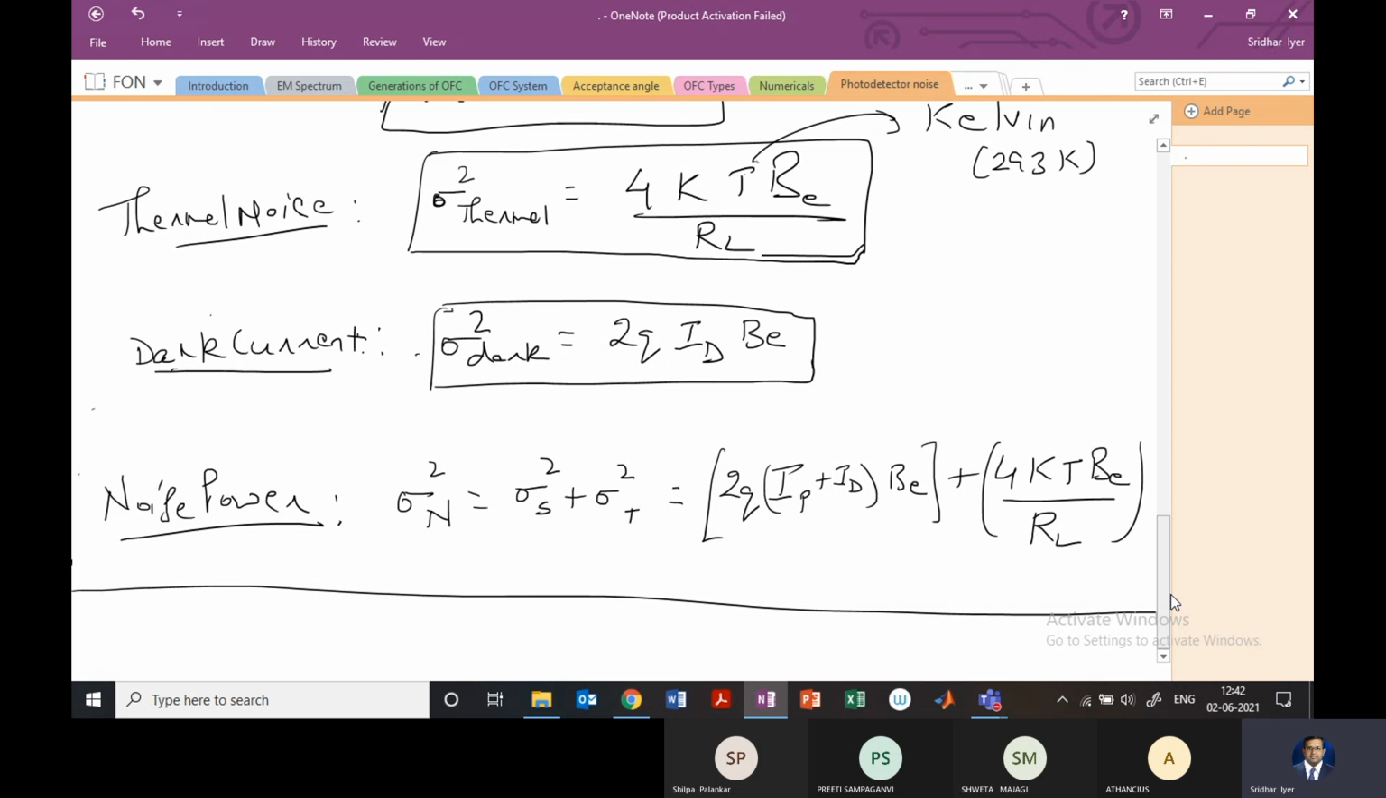So just give me one moment. I'll just open the page where the numerical is. Okay, so this is already posted, the book is already there in the MS Teams group, so you can always look at it.